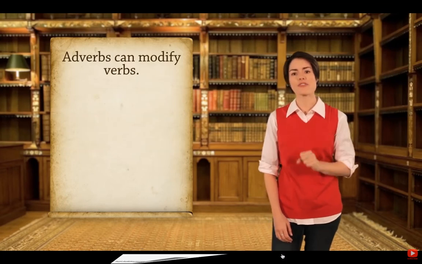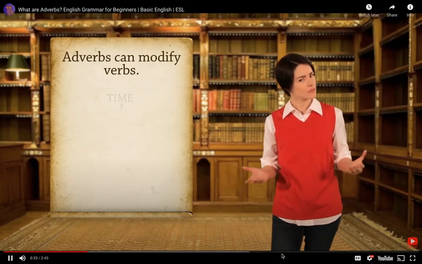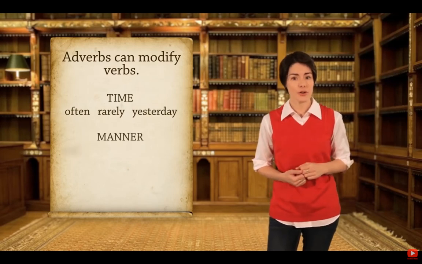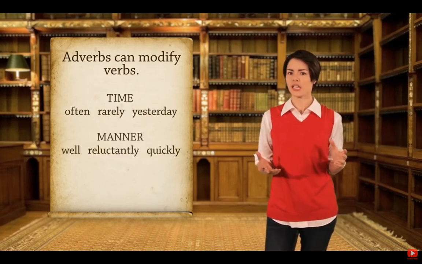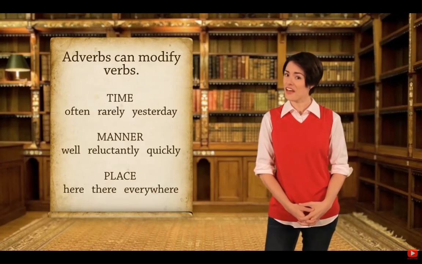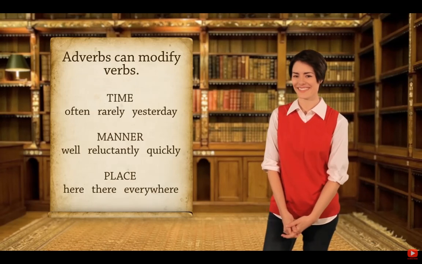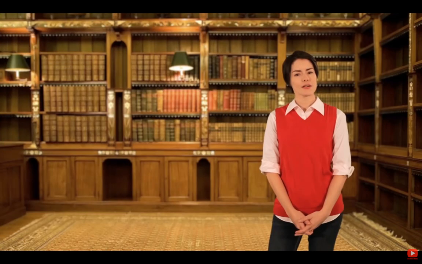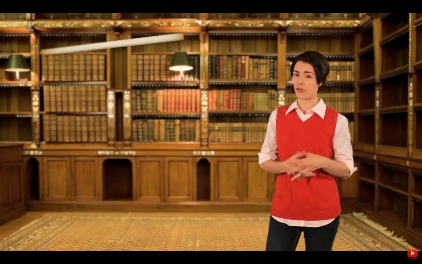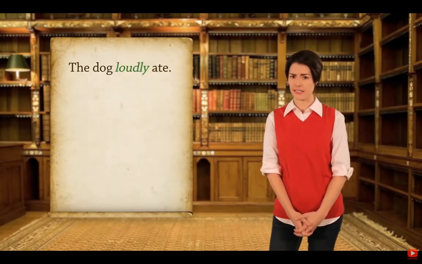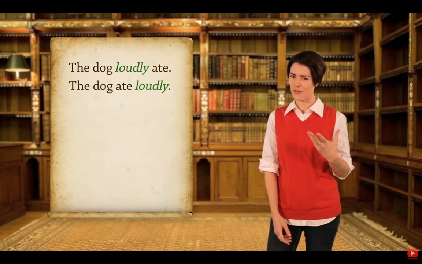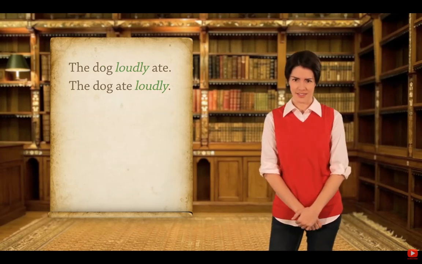In this way, an adverb adds more information, usually about time (often, rarely, yesterday), manner (well, reluctantly, quickly), or place. Here, there, and everywhere. When adverbs modify verbs, they can appear before or after the verb. The dog loudly ate. The dog ate loudly. Usually one way will sound better than the other, but both are correct.